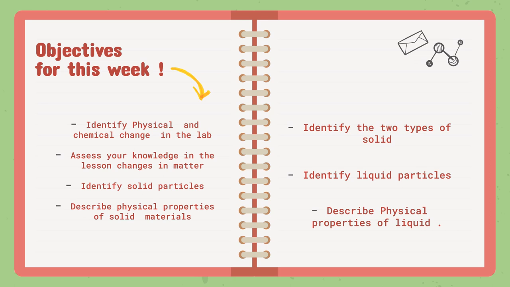We have two types of solid. We are going to know them, and we are going to be able to distinguish between the two types. And then we are going to identify liquid particles. What are the liquid particles? And describe physical properties of the liquid.